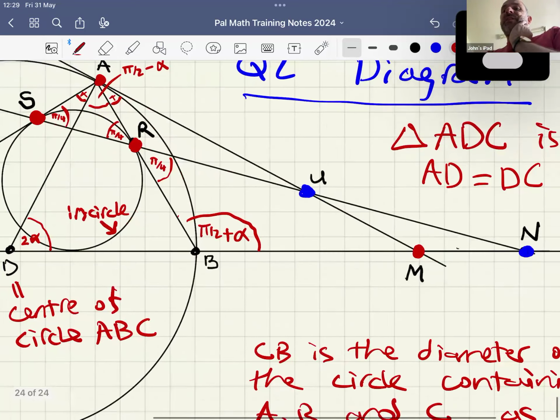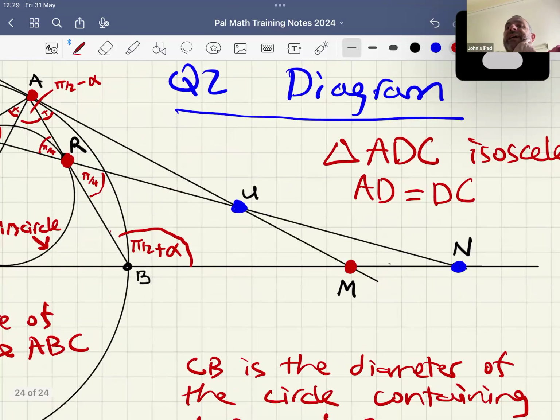So now we've got RBN, and we've got 2 angles in RBN. We've got pi over 4 and pi over 2 plus alpha. So the third angle in that triangle is going to be pi over 4 minus alpha, because the sum of those 3 angles is 180.